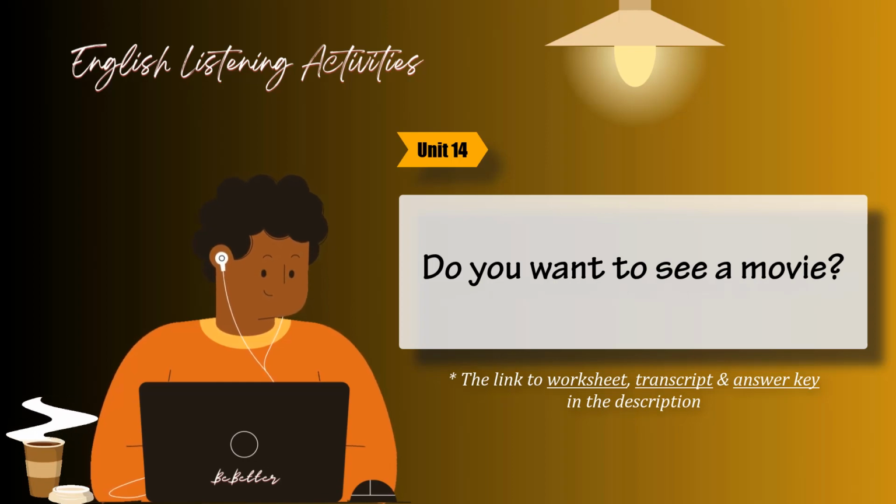Task 3. Listen to the announcement. How many different events do you hear? Circle the number. Then listen again and fill in the missing information.